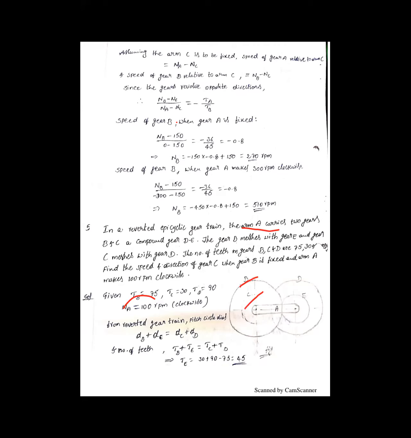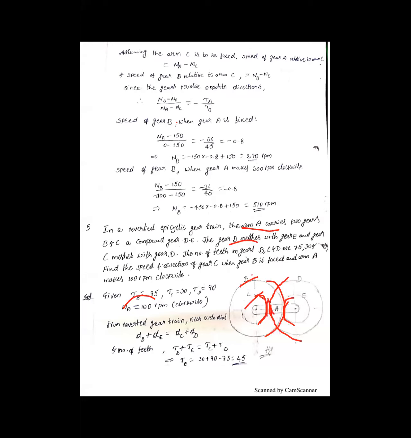In this, which gear is meshed with which gear? Gear B meshes with gear E, so you should give the connection from gear B to gear E. And gear C meshes with gear D.